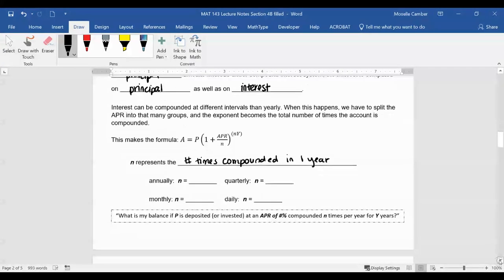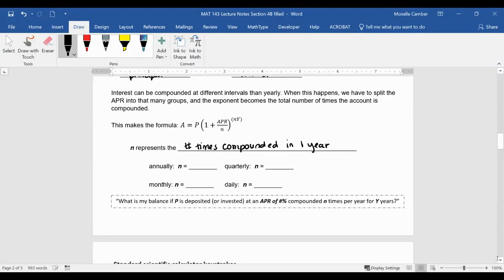Okay. So for example, if it's annually, that means it only gets compounded once a year. So my N is going to be 1. If it's compounded monthly, there's 12 months in a year, so it's going to get compounded 12 times. If it's quarterly, there's 4 quarters in a year, so there's 4 times it gets compounded. For daily, it is going to get compounded 365 times.